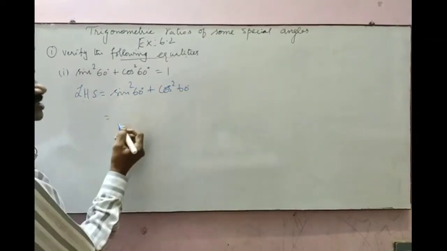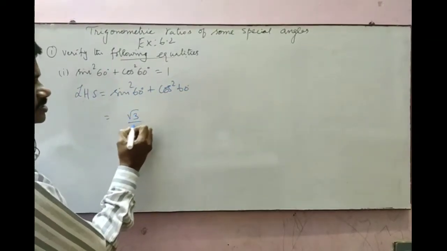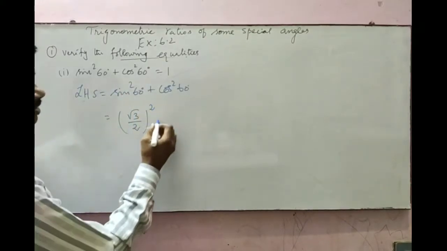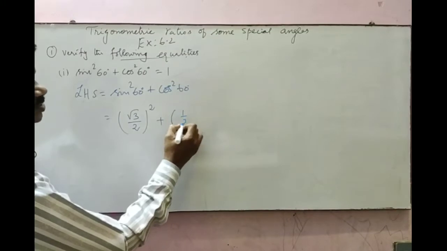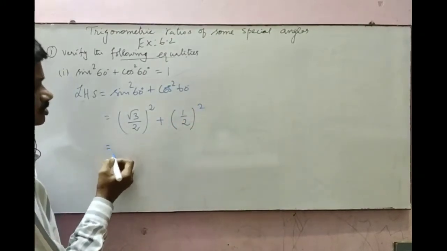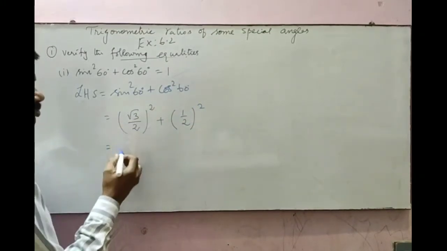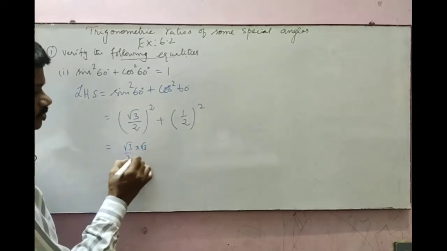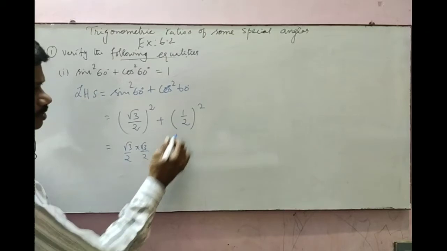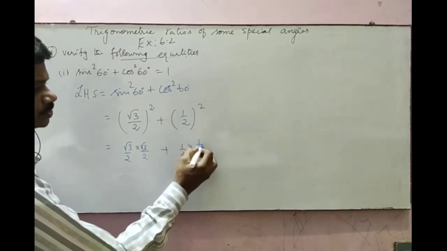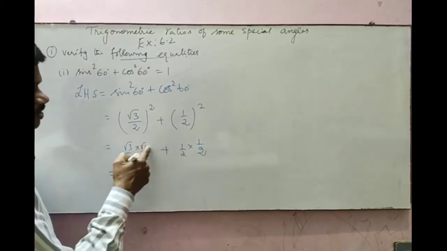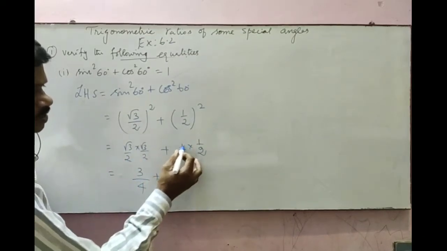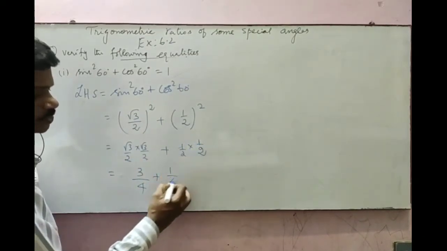What is the value of sin 60 degree? Sin 60 degree is root 3 by 2. Since it is square, we have to write the square here. Plus cos 60 is 1 by 2 whole square. Since it is square, we have to multiply this base 2 times. Root 3 by 2 into root 3 by 2, plus like that here 1 by 2 into 1 by 2. Root 3 into root 3 gives 3. 2 into 2 gives 4. Here also 1 into 1 gives 1. 2 into 2 gives 4.